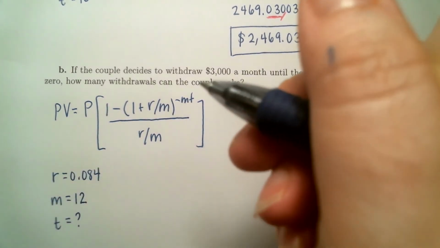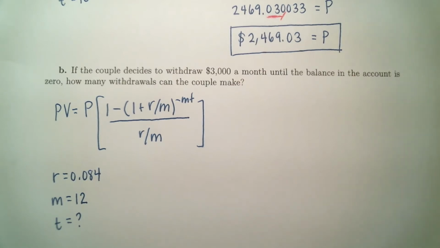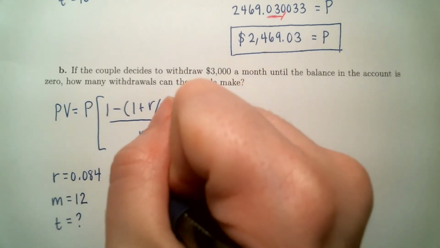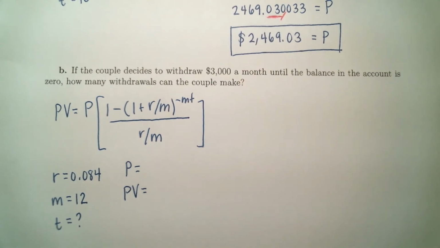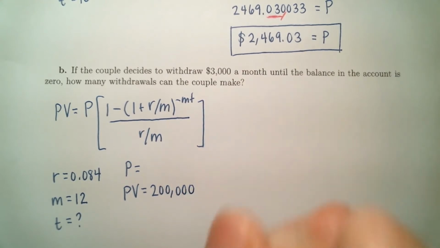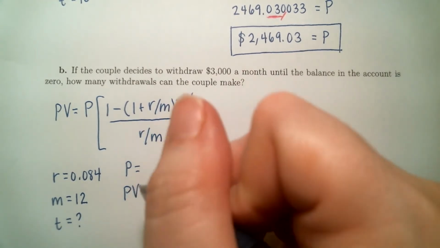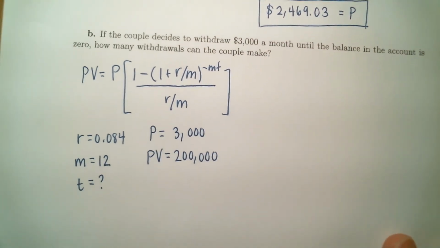It doesn't directly say solve for time, but we're trying to figure out how many withdrawals the couple can make, and that is tied to timing. How long can they keep this up if they're pulling out $3,000 a month? We should know P and PV at this point. The present value of this annuity is how much the couple has right now: $200,000. Each payment to them is going to be $3,000, so that's the P value. These are the values of the variables.